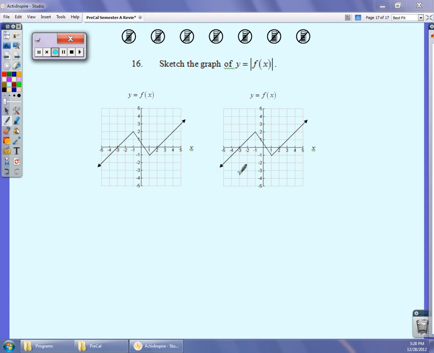Number 16, we're using the same graph that we had in 15, and actually I've repeated that y equals f of x graph here twice. The one on the left we're just leaving there as our model, and then the one on the right is the one that we're going to actually modify so that it is the sketch of y equals the absolute value of f of x. Notice these two lines here represent absolute value. And remember, absolute value represents distance.